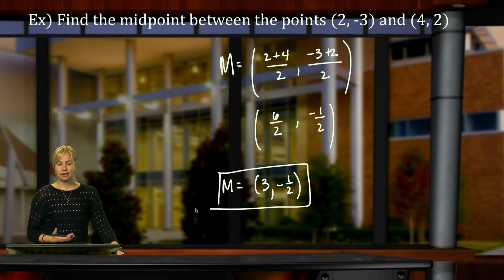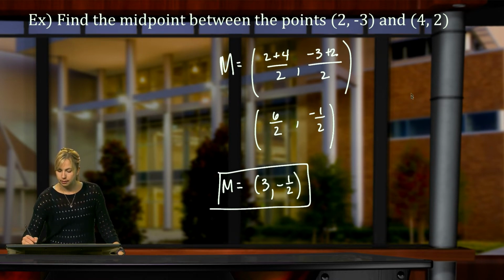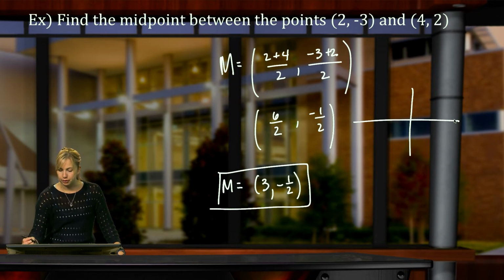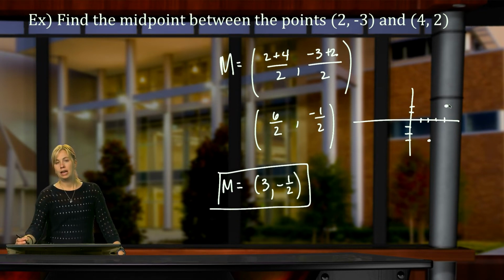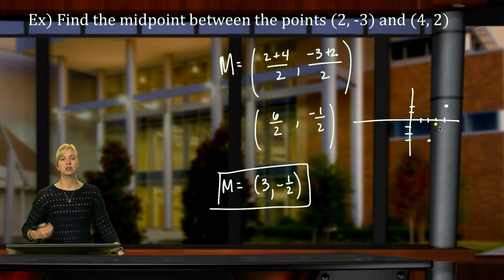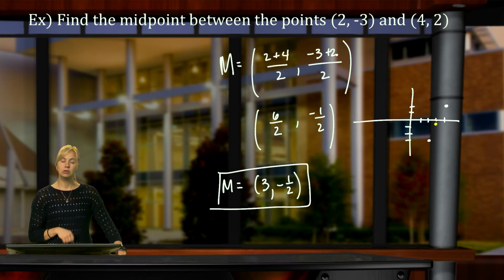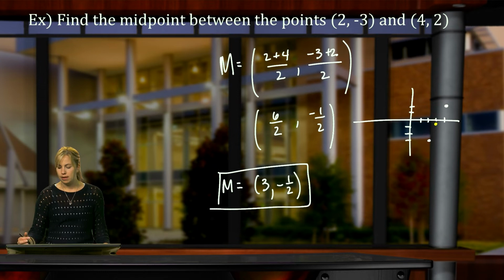Now, a way you can double check this is to quickly sketch these points. 2, -3 is in the fourth quadrant, so I'm going to quickly sketch that point right here. 4, 2 is in the first quadrant. So looking at this diagram, I can see that my midpoint needs to be somewhere between that. So maybe around here, if you can see my cursor moving. Well, the point that I just found was 3, -1/2. If I plot that, it looks directly in the middle of those 2 points, so I think I'm good to go. So this is just a really quick way to check to make sure that you didn't maybe miss a sign or something and that your point is accurate.